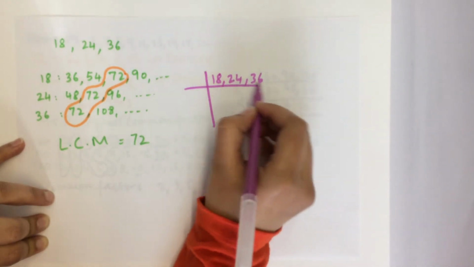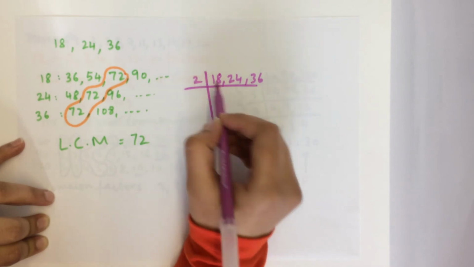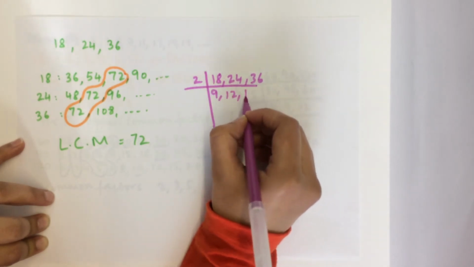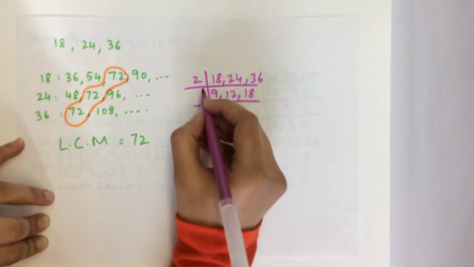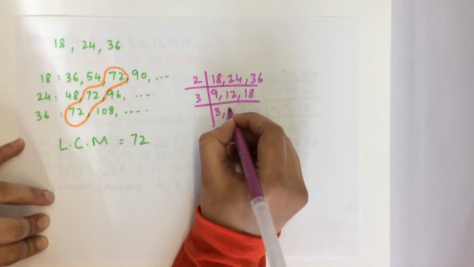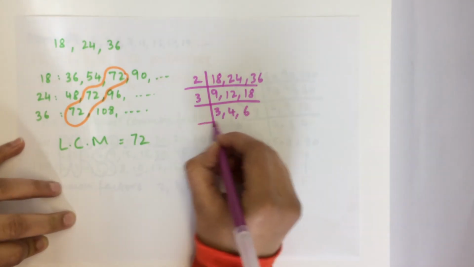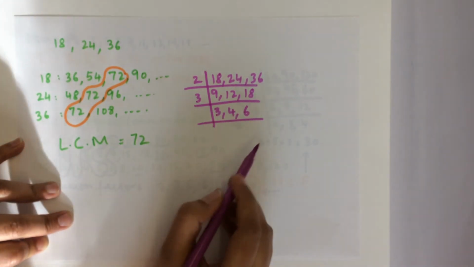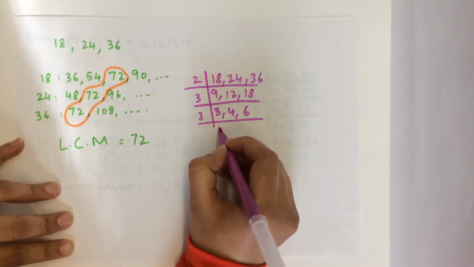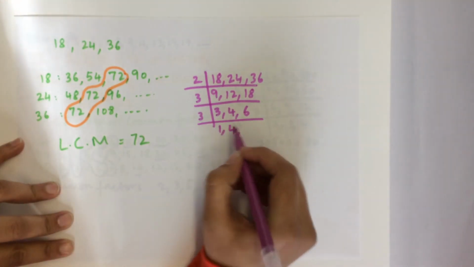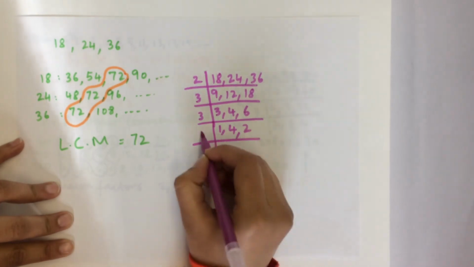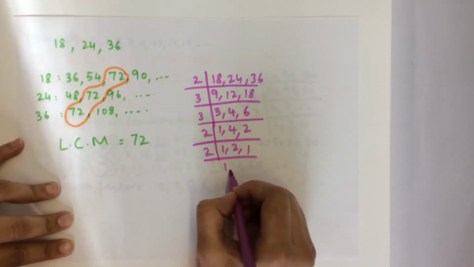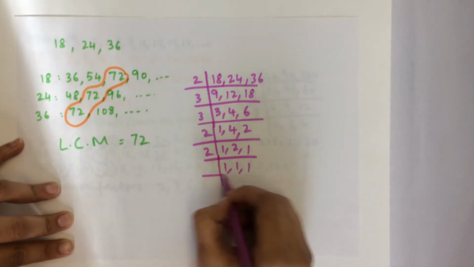All 3 numbers are even, so divisible by 2. 2 9 times 18, 2 12 times 24, 2 18 times 36. They're all divisible by 3. 3 3 times 9, 3 4 times 12, 3 6 times 18. Now here we need to be sure that we completely divide each and every one of them. So 3 1 times 3, 4 is not divisible by 3, 3 2 times 6. 2 2 times 4, 2 1 times 2, 2 1 times 2.